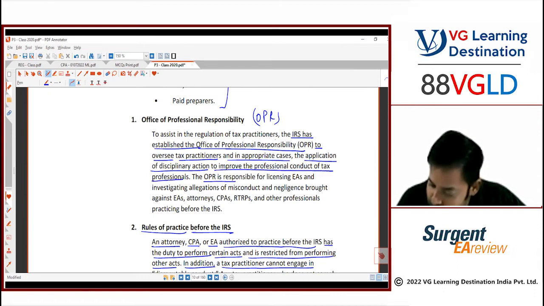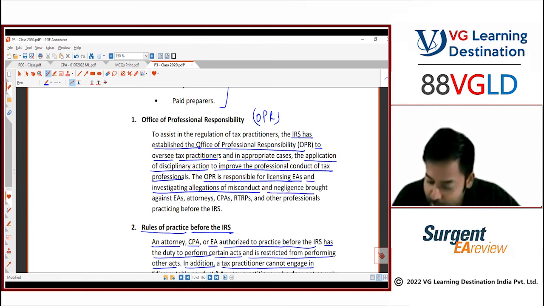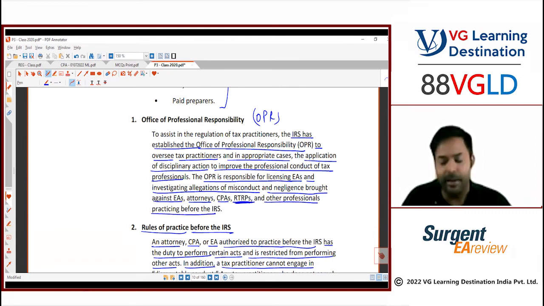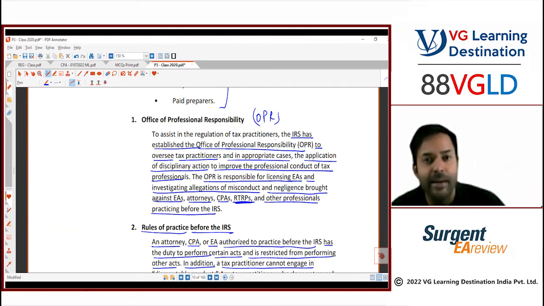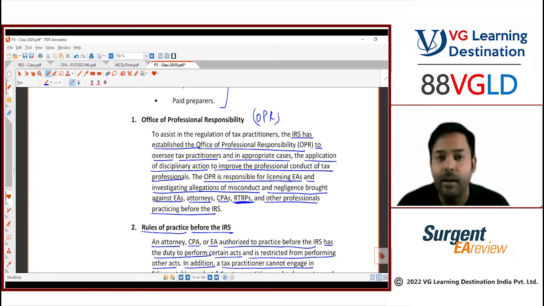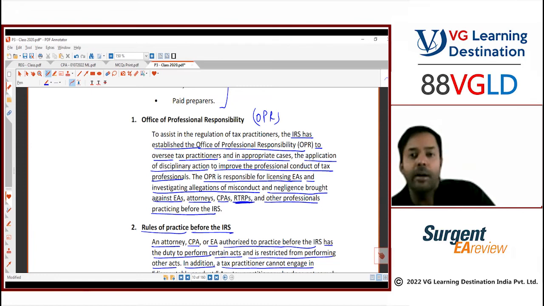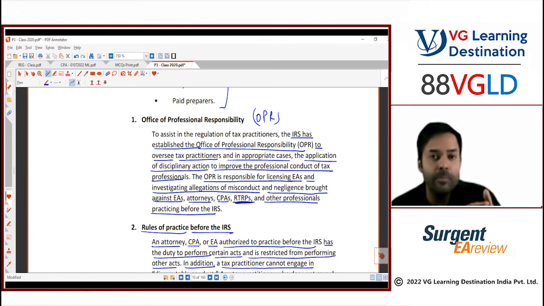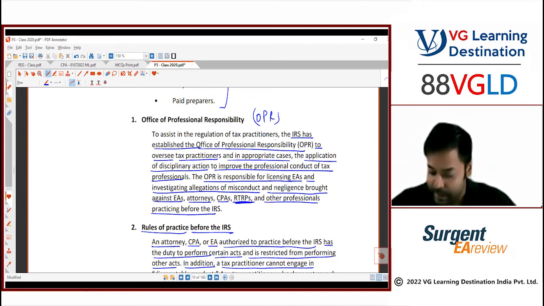The OPR is responsible for licensing the EAs and investigating allegations of misconduct and negligence brought against EAs, attorneys, CPAs, RTPs, registered TRPs and other professional practitioners. Obviously, it will not happen that someone files a complaint against you, an EA, and you immediately lose your license. No, a reasonable opportunity will be given to you to present your case. And if the OPR is satisfied that your case is genuine, then they are going to suspend the complaints against you.